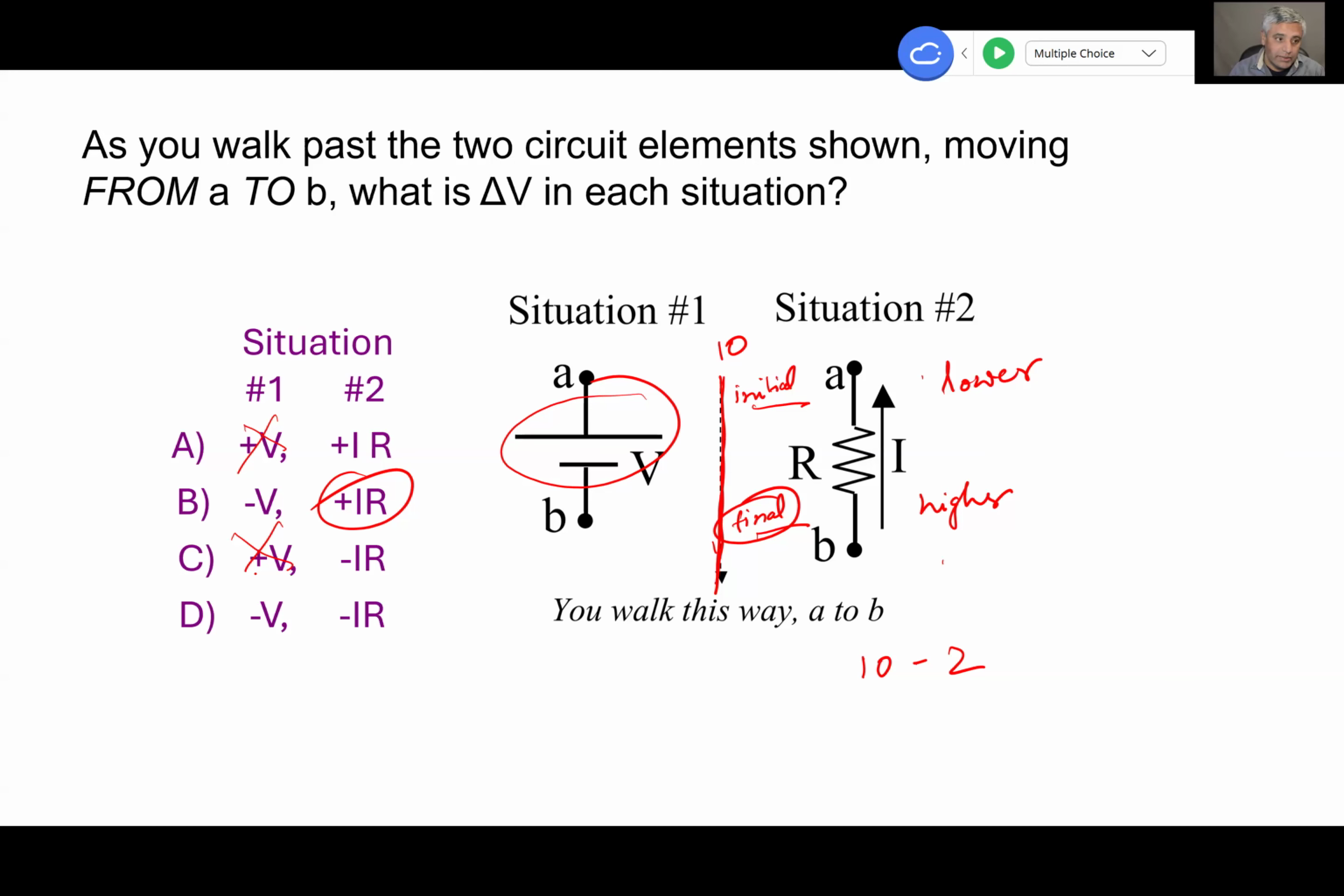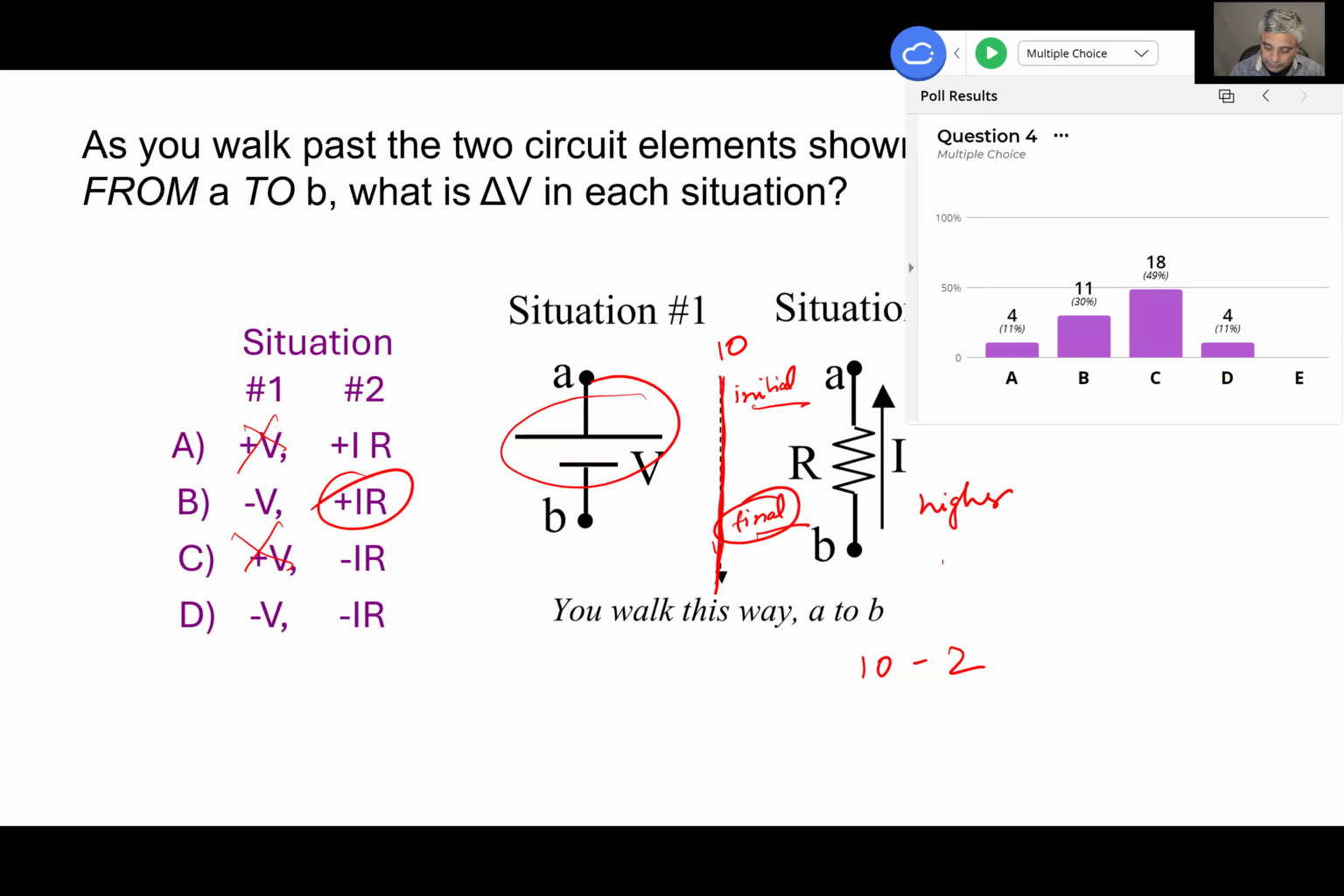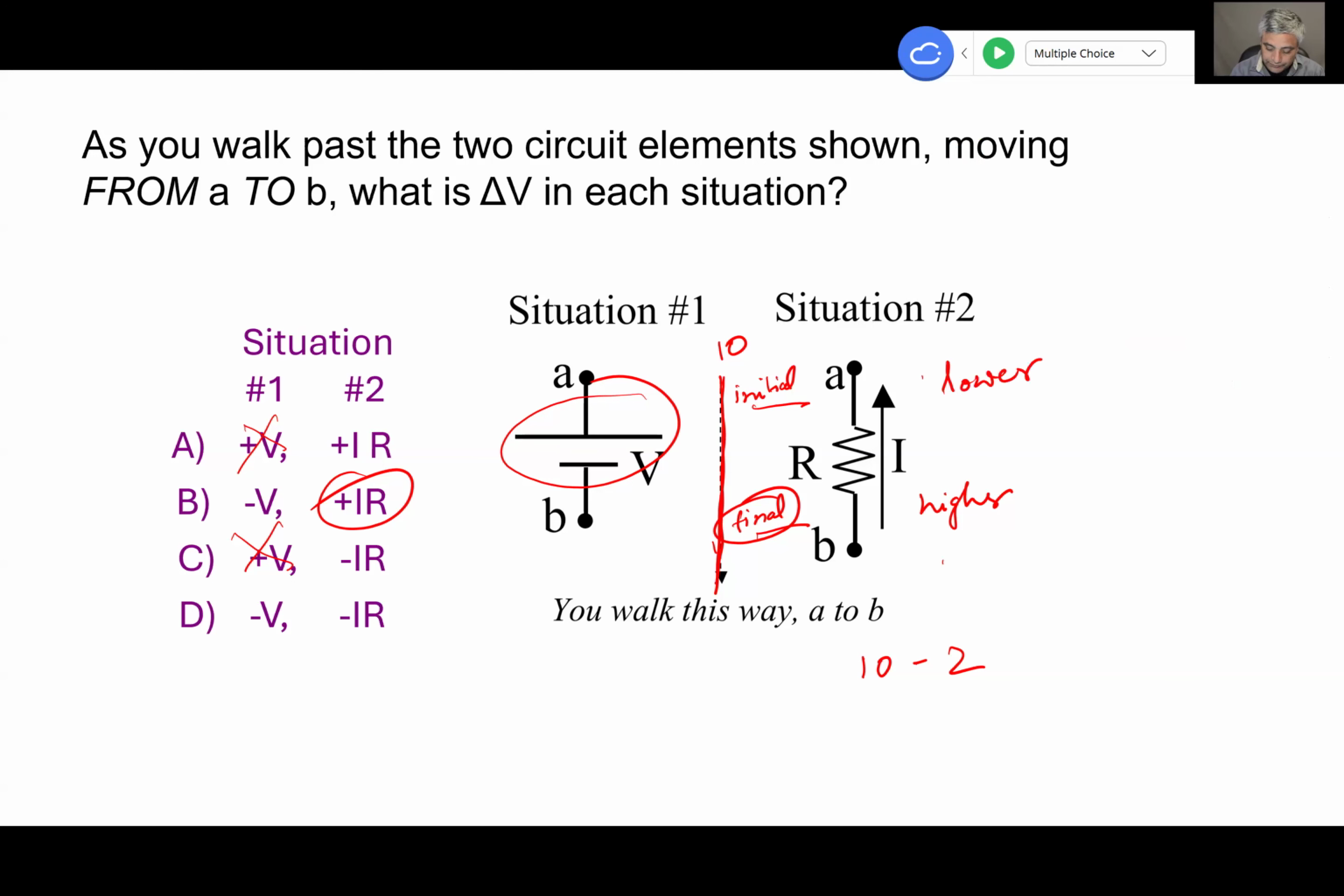So it looks like B is the correct answer. Oh, a lot of you thought C was the correct answer. So IR is not always negative. It depends on how we are going. Okay.